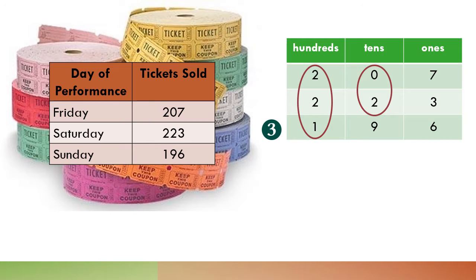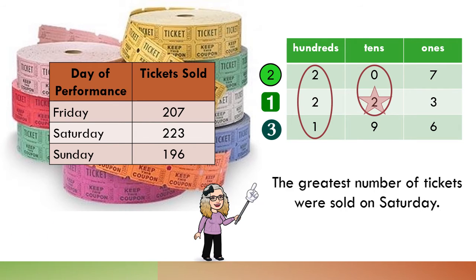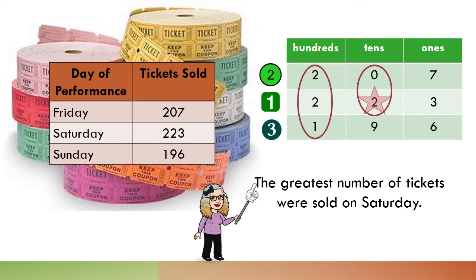Now we're not going to look at the 9 because we already know that 196 is the least number. So now we have 0 and 2. Now we have to figure out which of those two is the greater number. That's right, it's the 2. And because of that, 223 is going to be our greatest number, followed by 207, and then last with 196. So after we have done all of this comparing, we can now say that the greatest number of tickets were sold on Saturday.